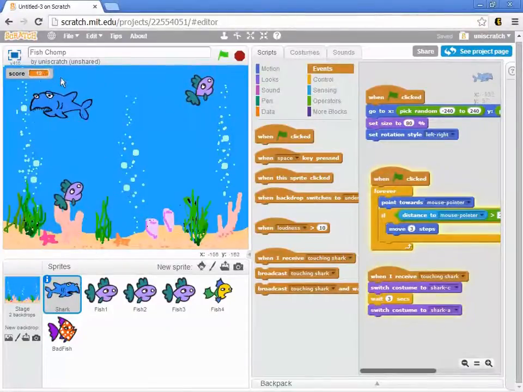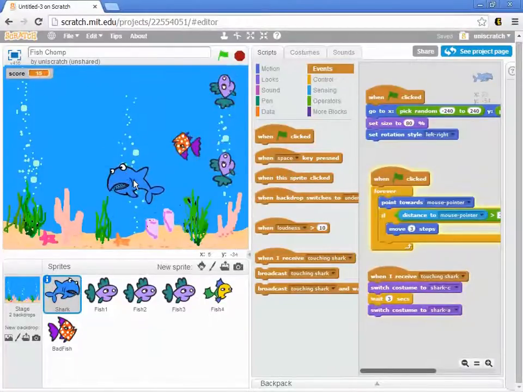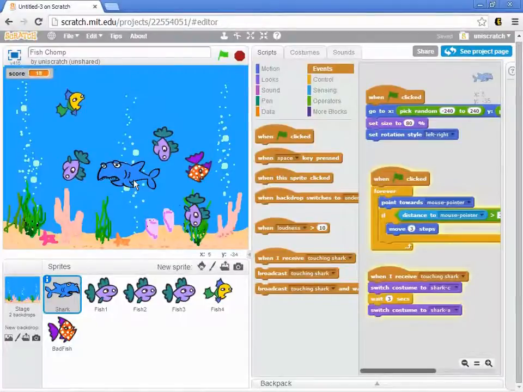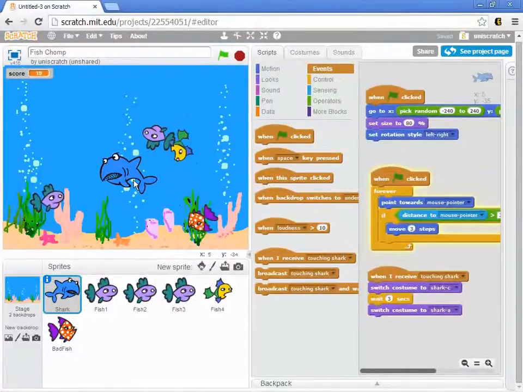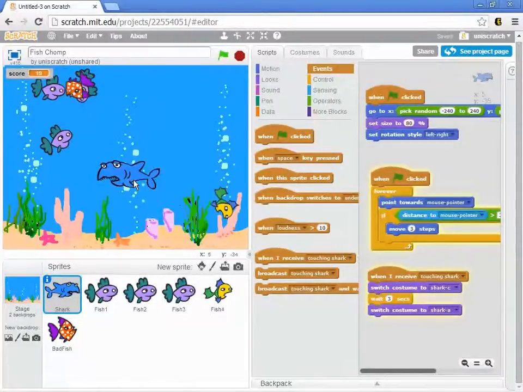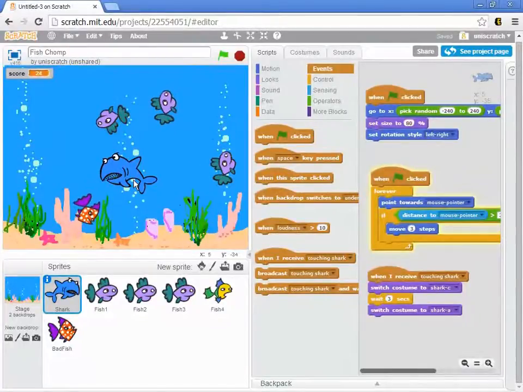But the reality is, I could play this game for an awful long time. In fact, I could probably just leave my shark sitting right here in the middle. I could go off and have lunch. And when I came back, I'd have a pretty high score because I'm going to catch more positive points than negative points just by probability. And eventually, I'd get a pretty good high score. We don't want that to happen.